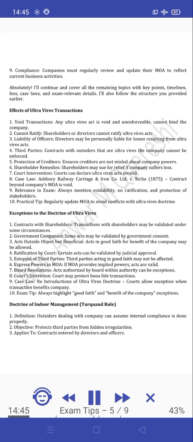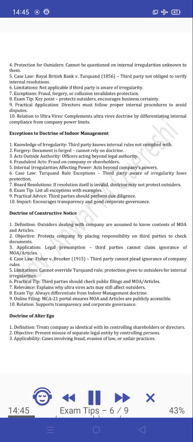Doctrine of indoor management, Turquand rule. 1. Definition. Outsiders dealing with company can assume internal compliance is done properly. 2. Objective. Protects third parties from hidden irregularities. 3. Applies to contracts entered by directors and officers. 4. Protection for outsiders. Cannot be questioned on internal irregularities unknown to them. 5. Case law. Royal British Bank vs. Turquand, 1856. Third party not obliged to verify internal resolutions.